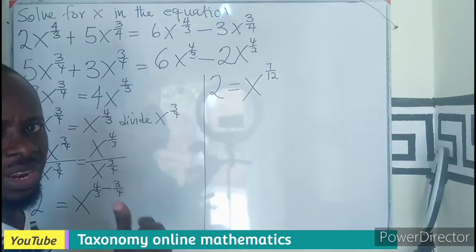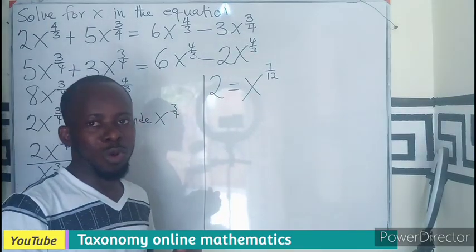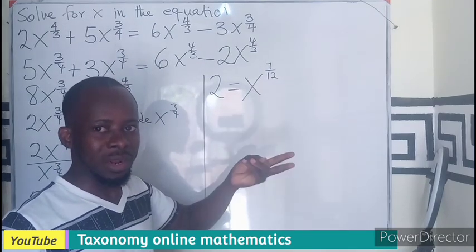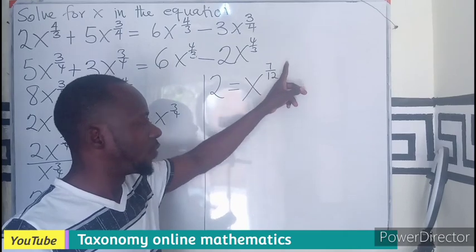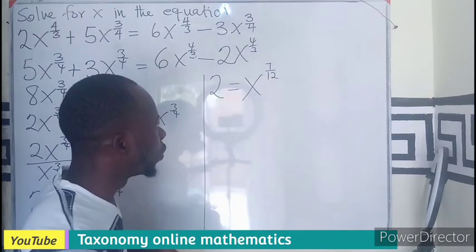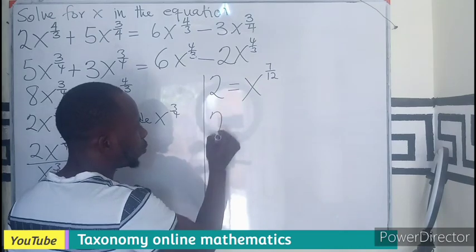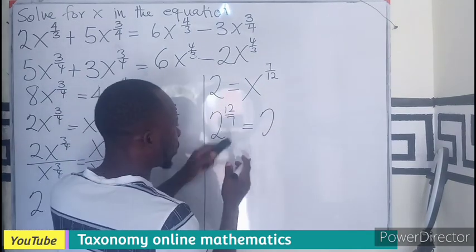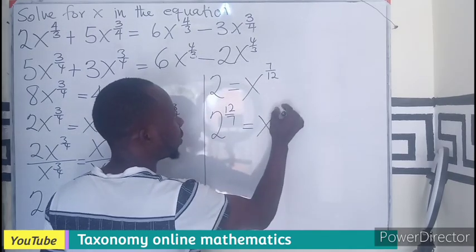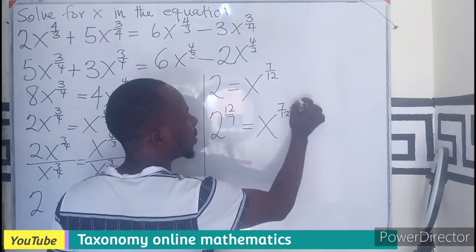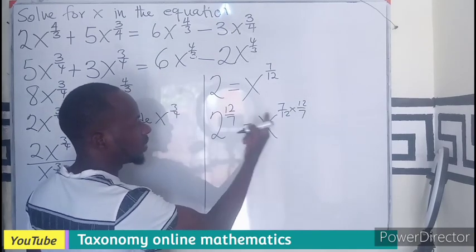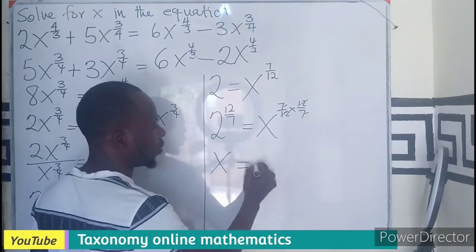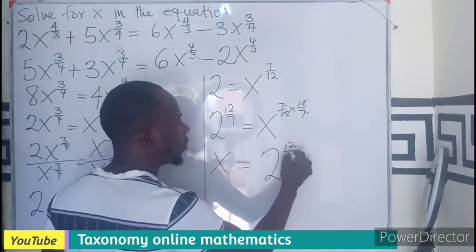Our x is still having a power. So what do we do? We know we can only clear this if we multiply it by its reciprocal. Meaning if I multiply here by 12 on 7, it will go. So you raise it that way: 2 exponent 12 on 7 equals x to the power 7 on 12 times 12 on 7. This will multiply, so I'll be having these factors cancel. So x equals 2 to the power 12 on 7.